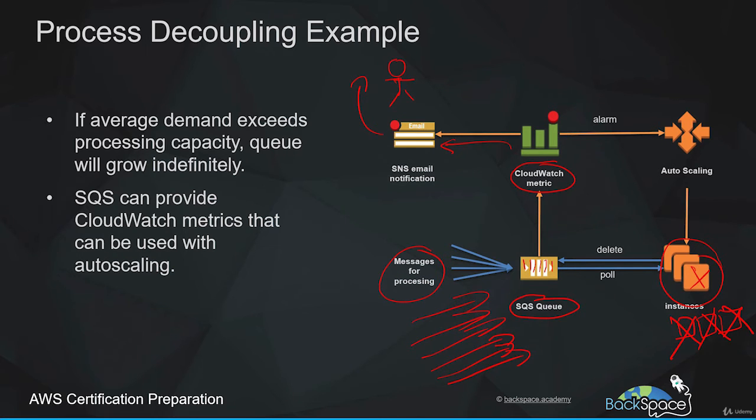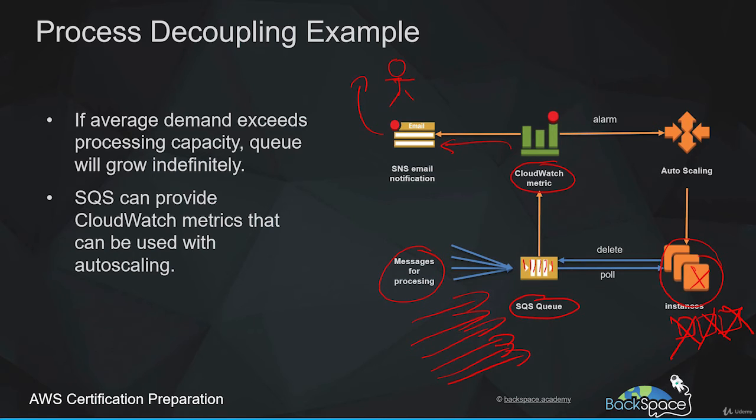Now, normally we would use a metric on the instances to signal that those instances are overloaded and we need to increase the capacity of our autoscaling group. Now, in this situation, that's probably not going to happen because these messages are just going to build up in the queue. And so we need a way of notifying the autoscaling service that the queue is increasing.